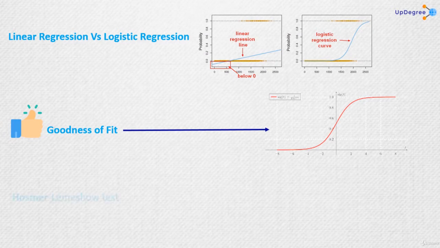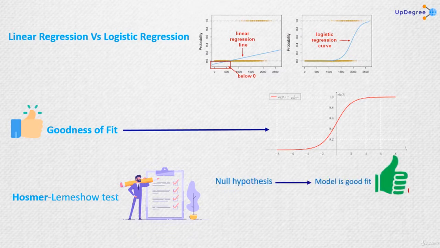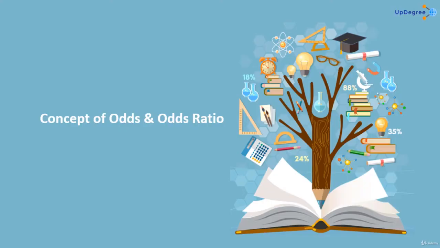We had discussed the Hosmer-Lemeshow goodness of fit test, where our null hypothesis is the model is a good fit and our alternative hypothesis is the model is not a good fit. So if our p-value is greater than our level of significance, then we will accept the null hypothesis, that is, the model is a good fit. Now in this video, we will be discussing the concept of odds and odds ratio.